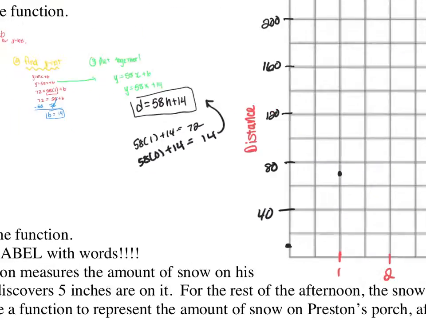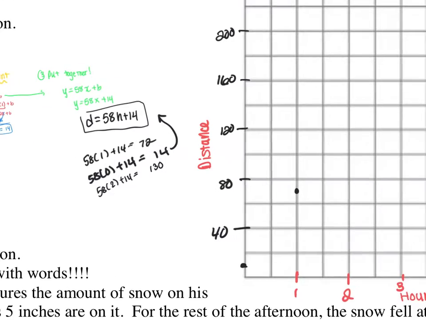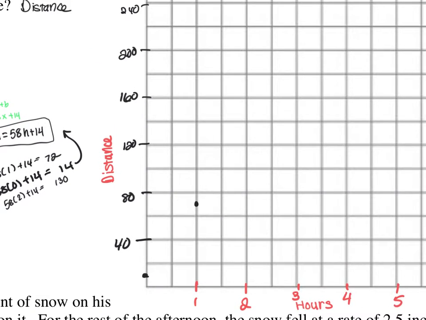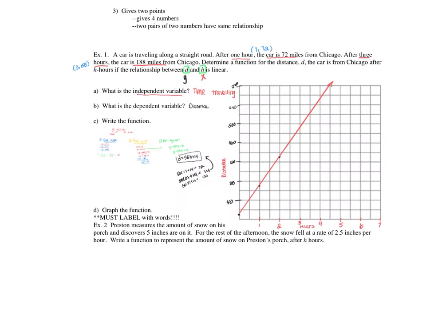At 2, I plug in 2 and I get 130. So at 2, I get 130. This is 140, so it's around here. And I'm just going to draw my line going through those 3 points. And that's your graph. Let's go on to the next example.